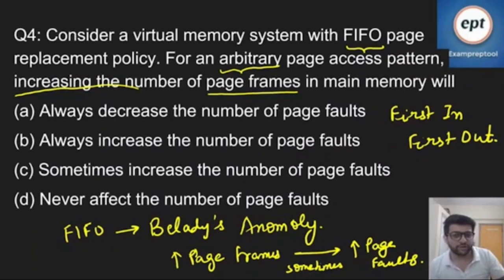So let's see the options. The first says that increasing the number of page frames will always decrease the number of page faults. No, because increasing the number of page frames can sometimes increase the number of page faults as well. The second option says it always increases the number of page faults. No, again, because it does not always increase; sometimes it increases the number of page faults. Yes, and this is what Belady's anomaly is. The last option says it never affects the number of page faults. That is completely wrong, because increasing the number of page frames will definitely affect how many page faults there are, right?